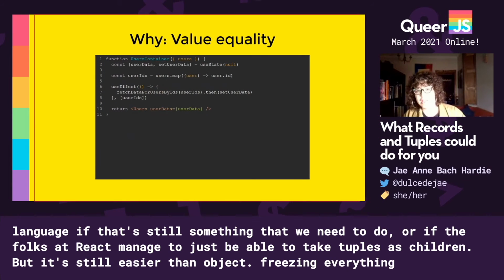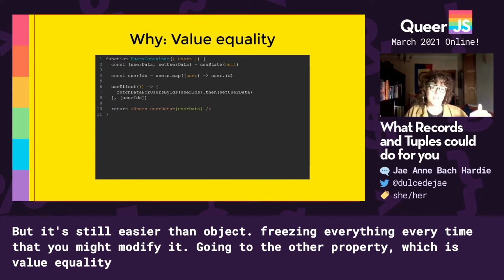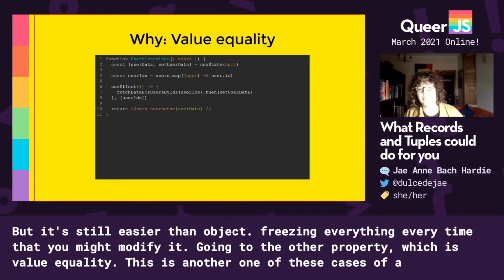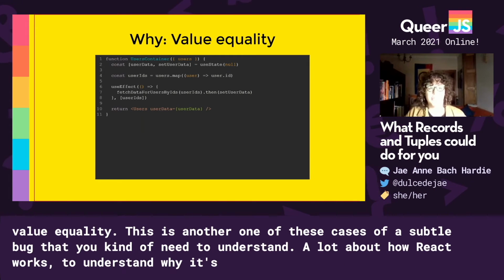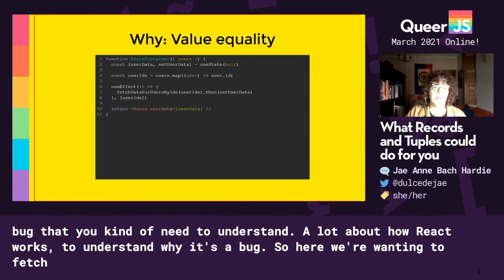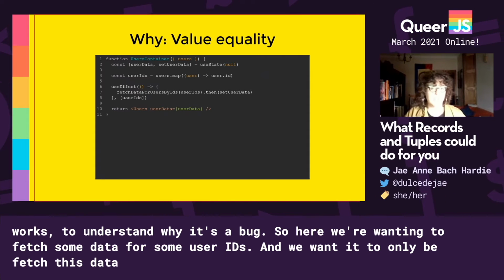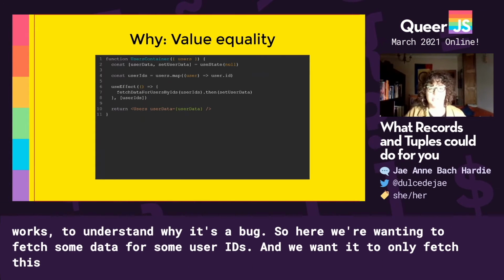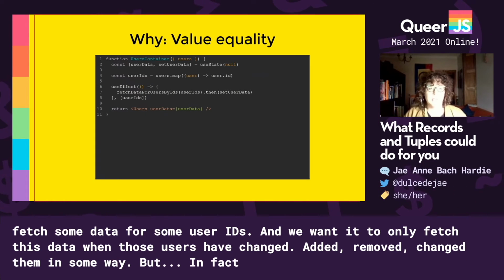Going to the other property, which is value equality. This is another one of these cases of a subtle bug, where you need to understand a lot about how React works to understand why it's a bug. Here we want to fetch some data for some user IDs, and we want it to only fetch this data when those users have changed, when we've added, removed, or changed them in some way, but in fact, just when the user IDs have changed.